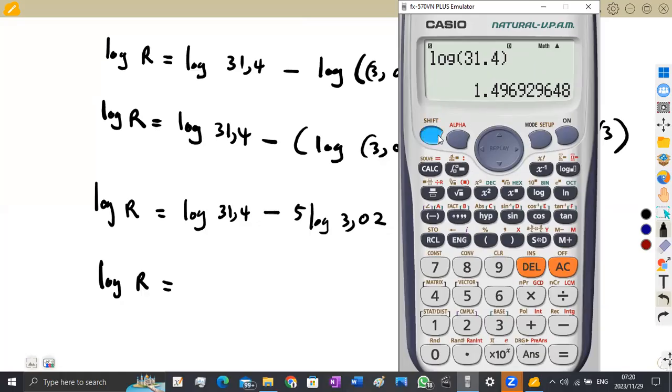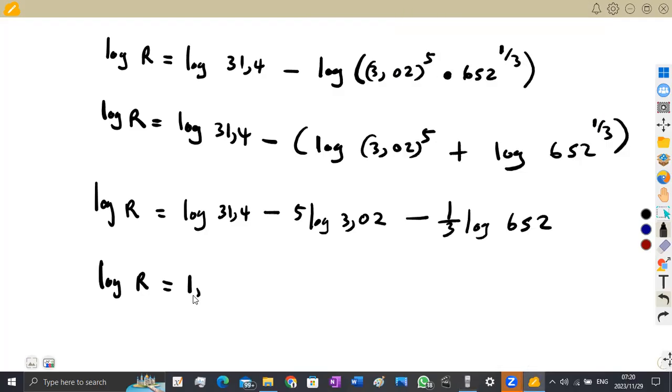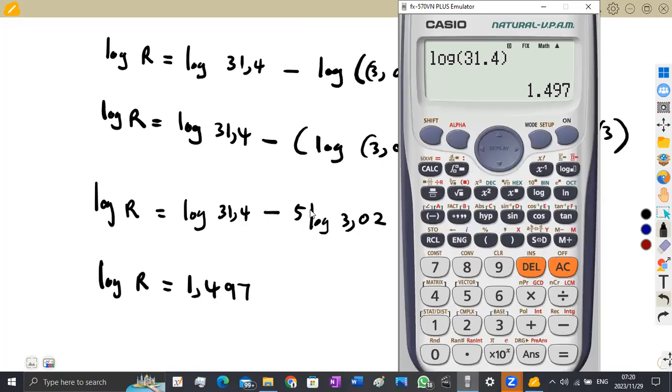So this is what you're going to do. You're going to shift, set up, you go to the fix here on this 6 here, okay? Then to 3 decimal places, you press 3. So it rounds off your answers to 3 decimal places, 3 digits after the comma. So it's going to be 1,497. Okay, so that's 1,497. We do the same thing here, minus 5. So this is minus 5, the logarithm of 3,02.